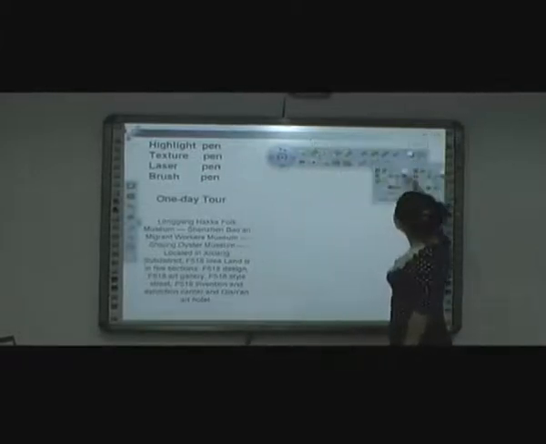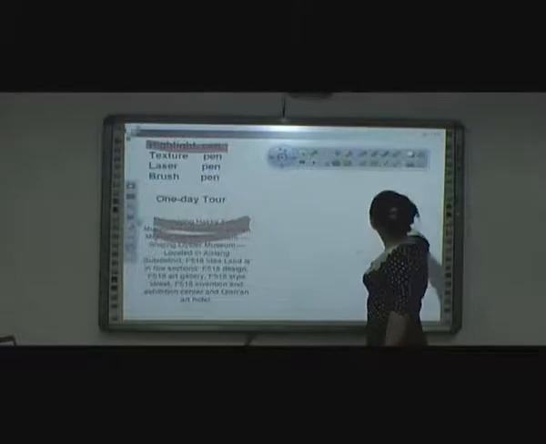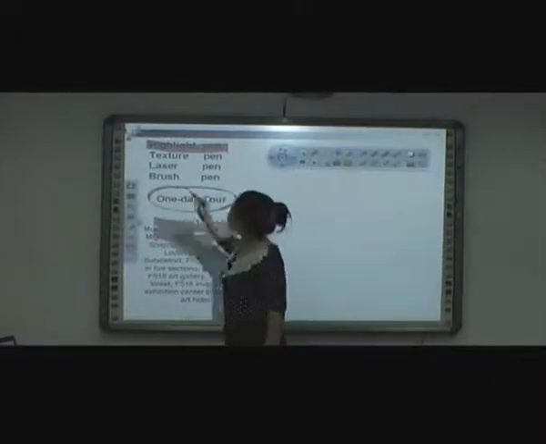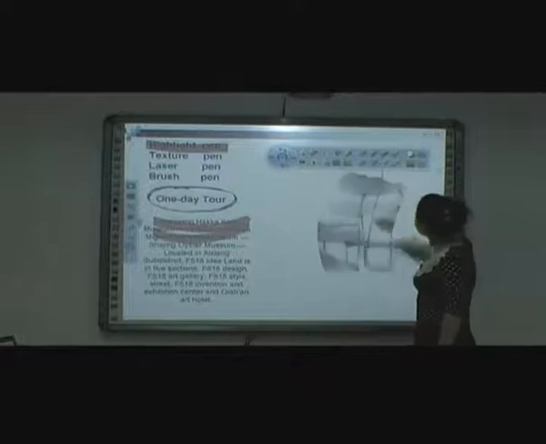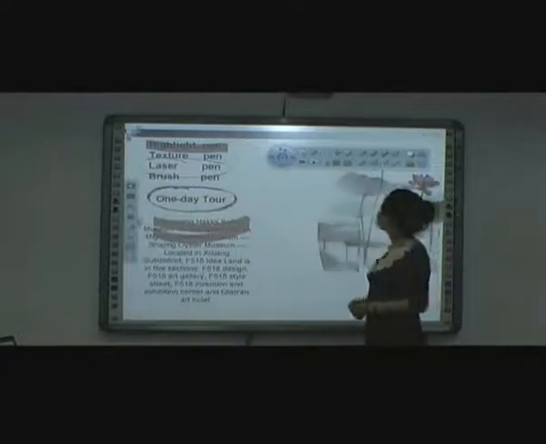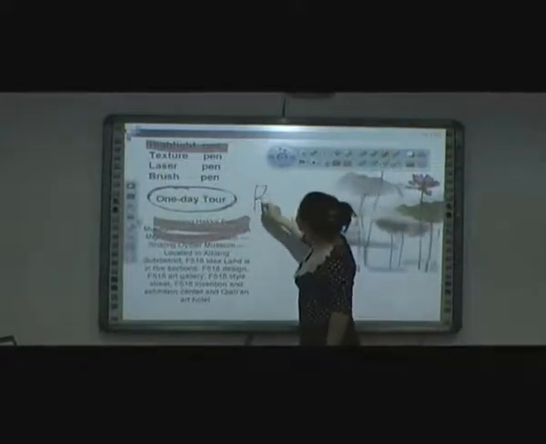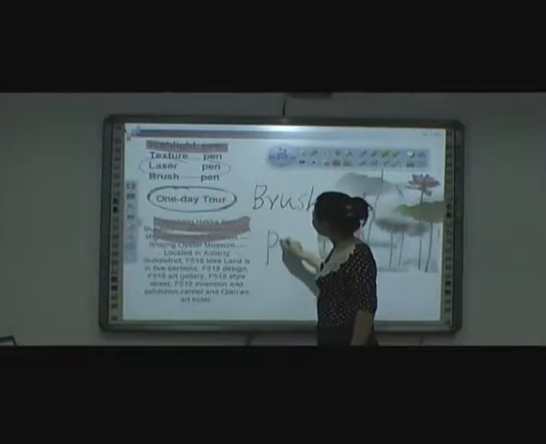Highlighter. Write over the word to highlight the point, but it does not completely cover the word. Texture pen. Write with texture to make the blackboard writing more characteristic and artistic. Laser pen. Change color like a rainbow to attract students' attention. Brushes. Produce writing with strokes of brushes.